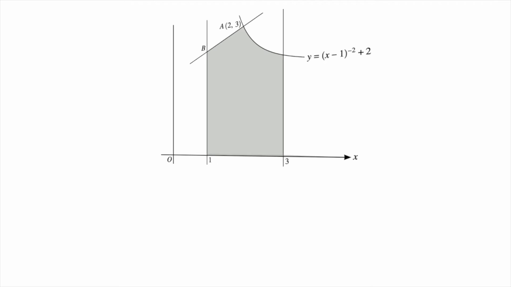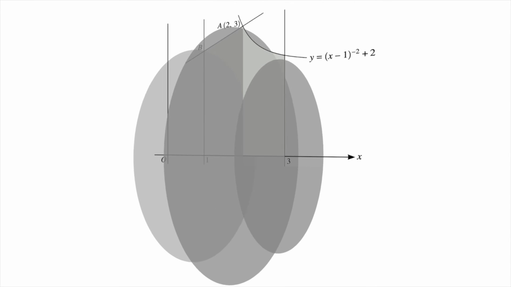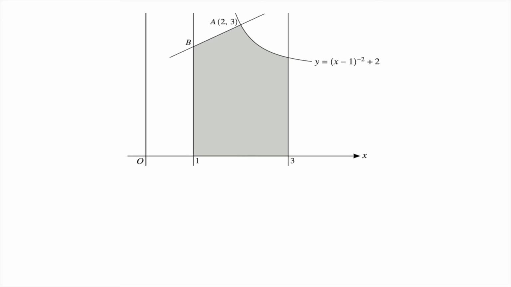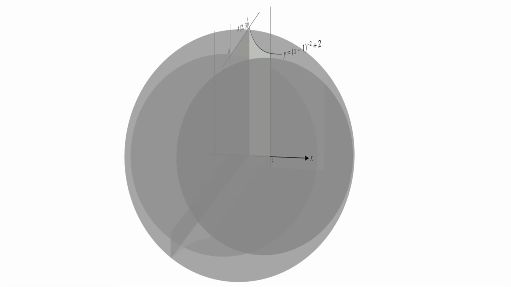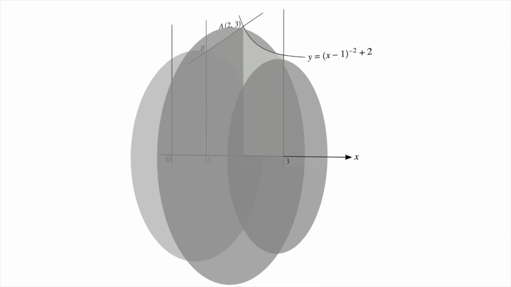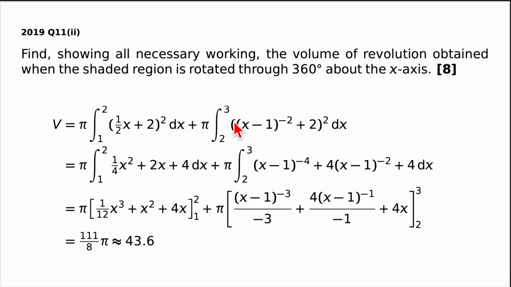I'll try to include an animation on the screen right now, but basically you have a straight line segment and a curved segment, and when we rotate it around, that makes it a natural idea to break it up into 2 volumes. Okay, so we have the volume of the straight line segment going from x equals 1 to 2, and then the curved segment from x equals 2 to 3.